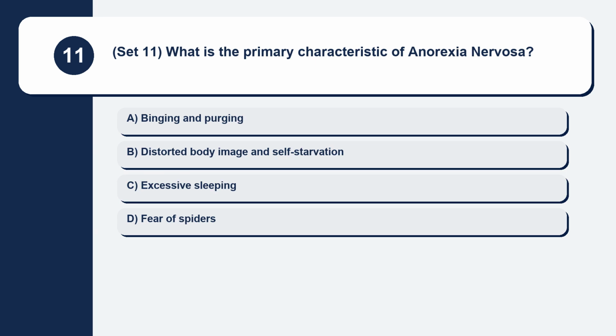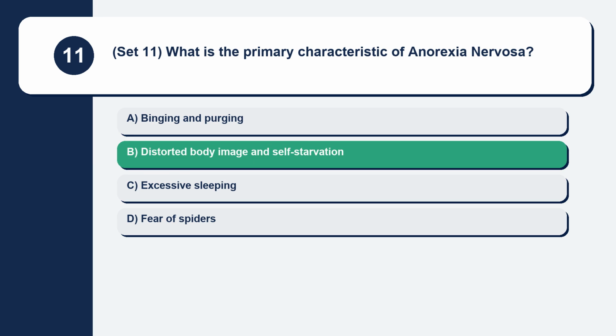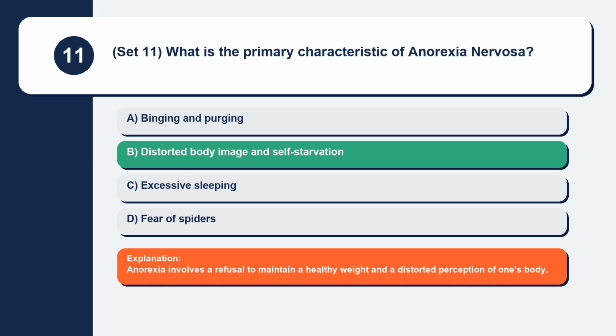Question 11, Set 11. What is the primary characteristic of anorexia nervosa? Binging and purging, distorted body image and self-starvation, excessive sleeping, fear of spiders. Anorexia involves a refusal to maintain a healthy weight and a distorted perception of one's body.